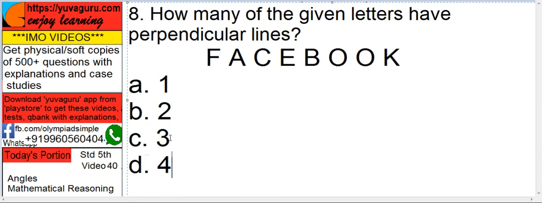So the answer is 3. Remember, this is always tricky. If B is drawn in some other way, or any other letter is drawn in some other way, then it won't have a perpendicular line. But in this case, the answer is C.